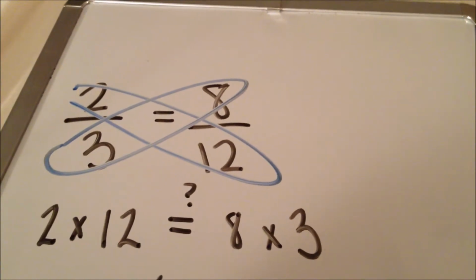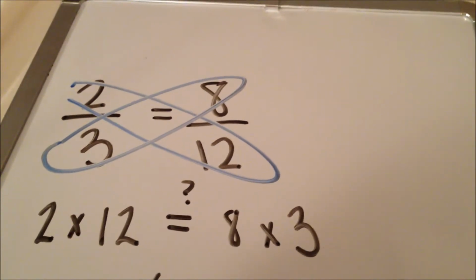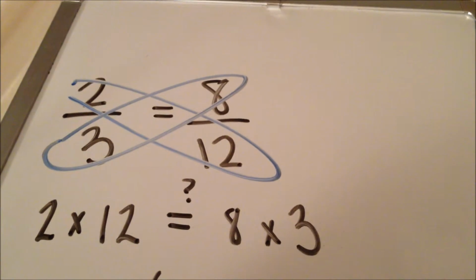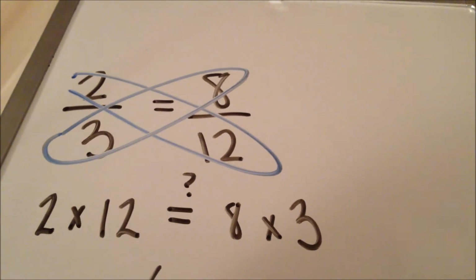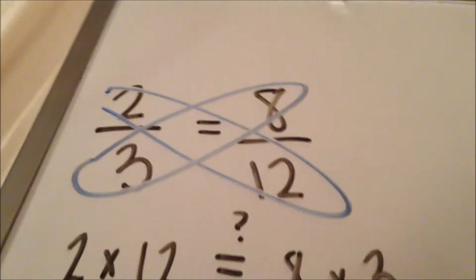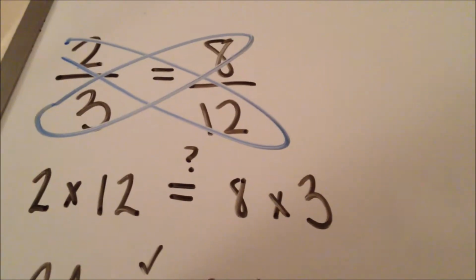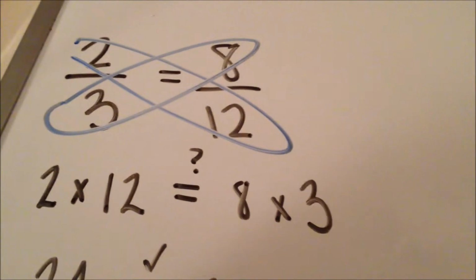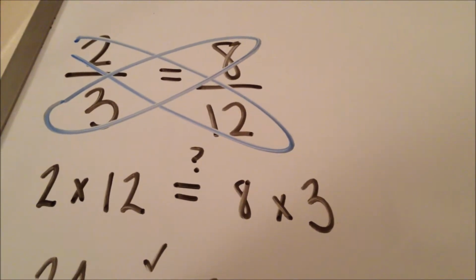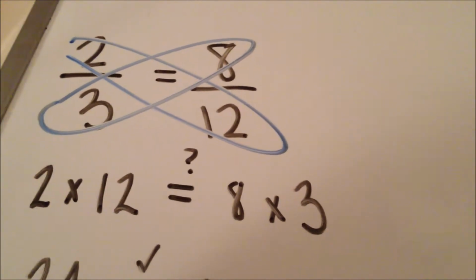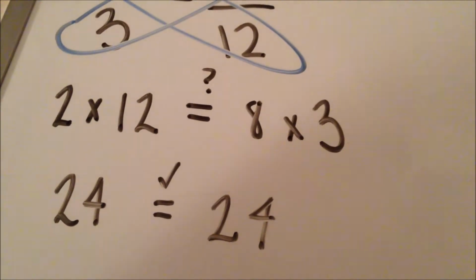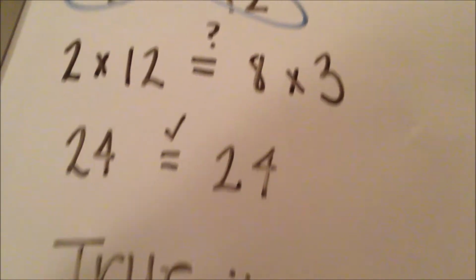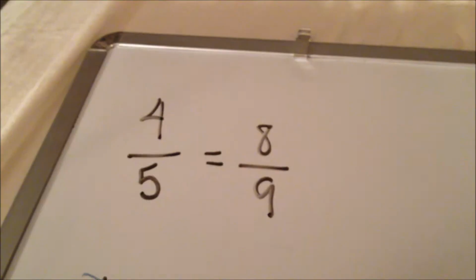To determine the answer, we can use something known as cross products or cross multiplication. Let's take 2 times 12, so we're going to work diagonally, and set it equal to 8 times 3. Again, we are working diagonally. So we end up with 2 times 12 equals 8 times 3. Let's determine if that's true. We end up with 24 equals 24. It is indeed a true proportion.